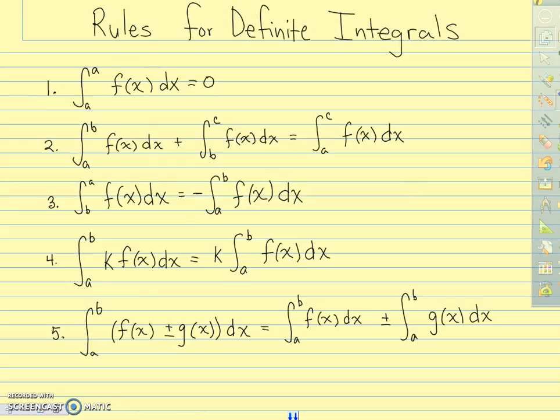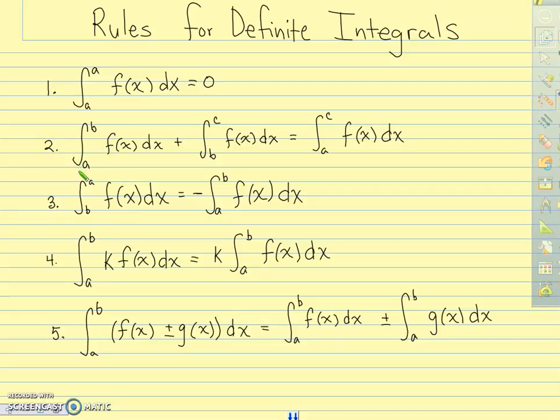And I'll end the video with some rules for definite integrals. So the first one is called the zero rule. Let's say we have an integral that goes from a to a. So the lower limit and the upper limit are the same value, we get 0. That's the answer, 0. Think about why that might be true. And if you don't quite understand it, you can ask me in class tomorrow.